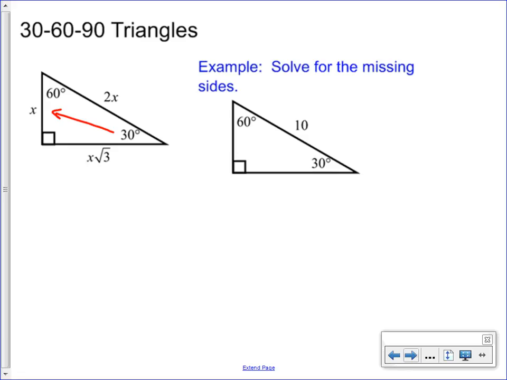So again, if you have the hypotenuse in the 30-60-90 triangle, let's say that's 10, we know that matches up to the 2x side. So if you solve this equation, you have 5 equals x. The x is the one side, so this has to be 5. And the longer side has to be 5 times root 3.